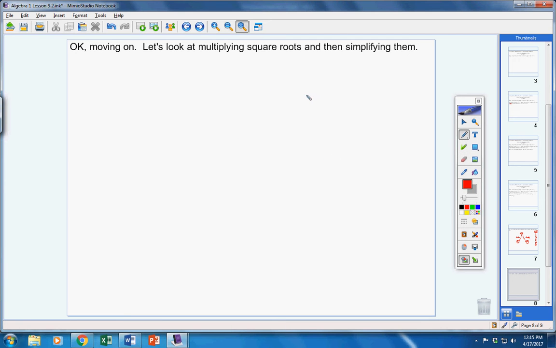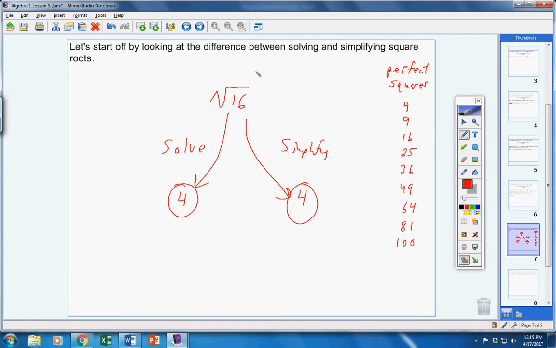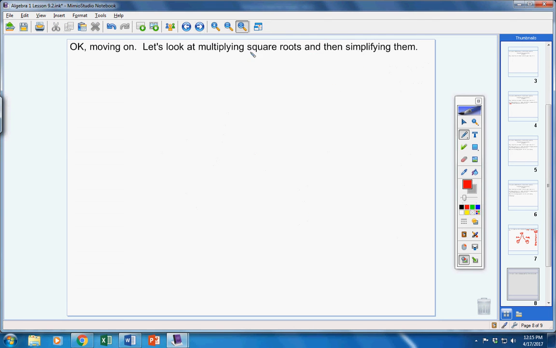Now, let's review. So far we have learned the difference between solving and simplifying, and now we're looking at multiplying square roots, okay, and then simplifying them. Please copy this one in your notes. 2 square root of 8 times 4 square root of 25. Now you can work ahead if you think you know how to do this, or you can watch me. It's up to you.